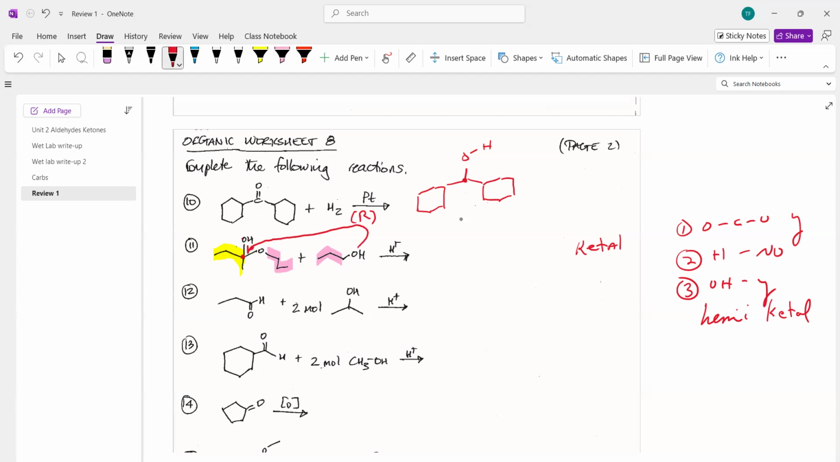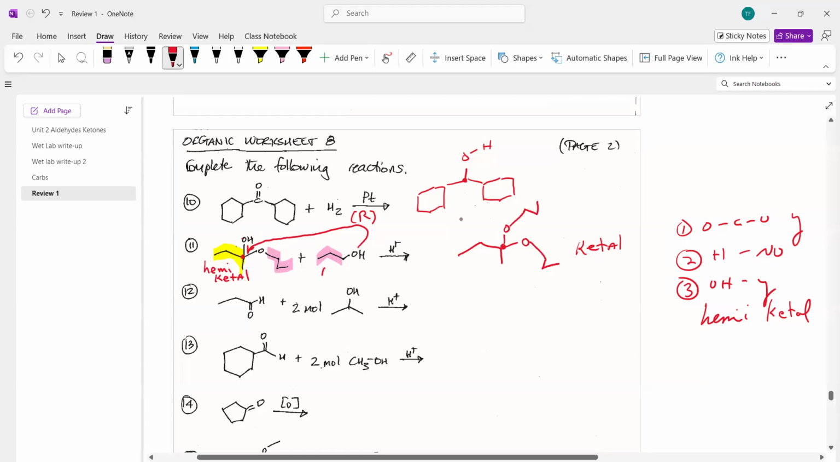So we get the original backbone, 1, 2, 3, 4. And here's the original alcohol offshoot. And then this new one adds up here. So this is going to be the ketal. This is the hemiketal. This is the alcohol. So now we have original backbone, primary backbone, secondary backbone. Any questions about that one?